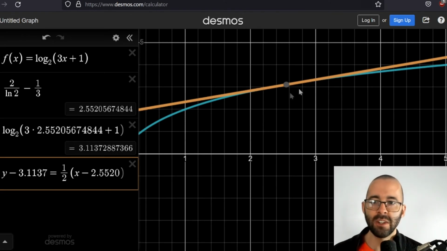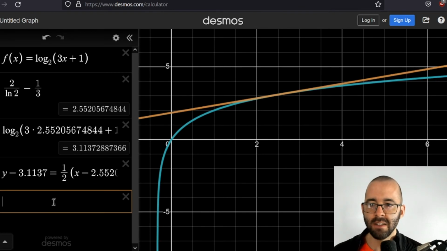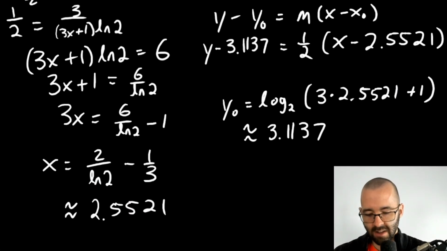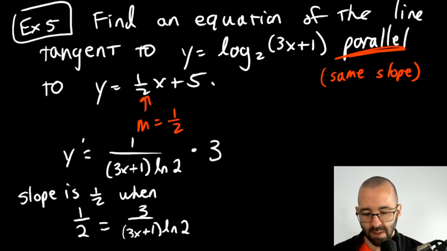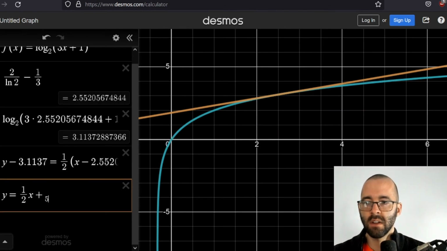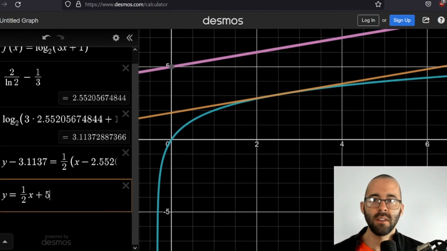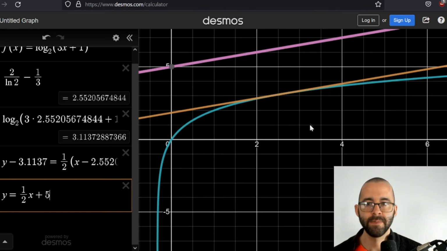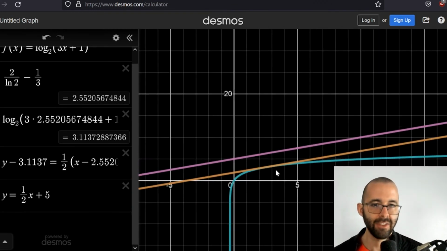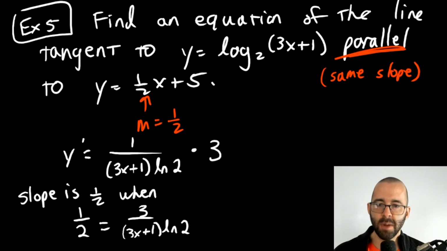The last thing that we want to check is, is this tangent line parallel to the line they gave us? It's supposed to be parallel to the line y equals 1/2 x plus 5. Are pink and orange parallel? Yeah, they look to be pretty parallel. Great. Last problem in this video.